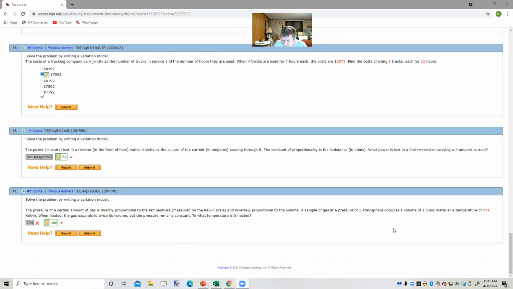Let's go back to the original problem: the volume was 1 cubic meter, okay? It says when heated, the gas expands to twice its volume. So it's going to be 2 cubic meters. In other words, we're still using the same scenario. We're not starting all over. And I get where you're saying that. So yeah, I think that's very messed up. Yeah, I get that. Some of these are easier to follow than others, definitely.